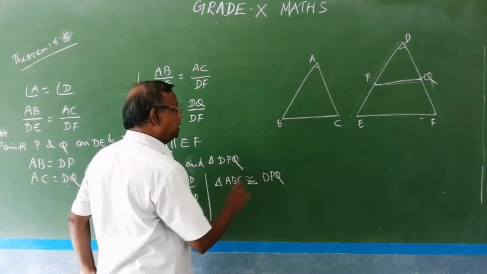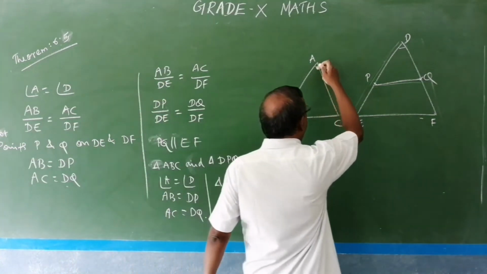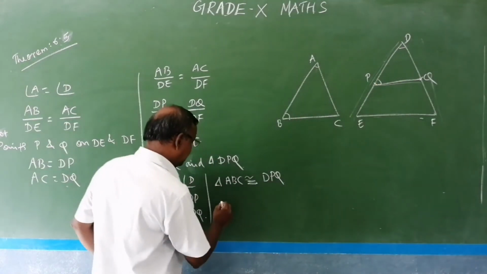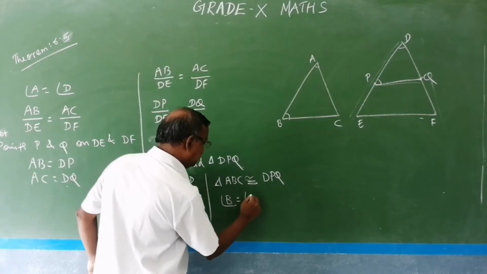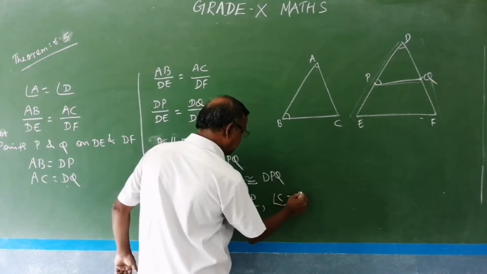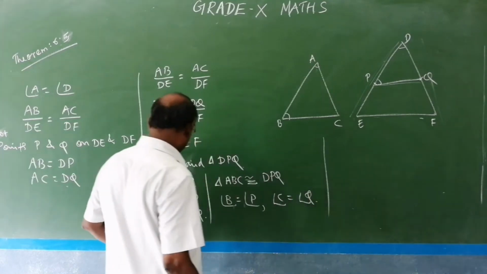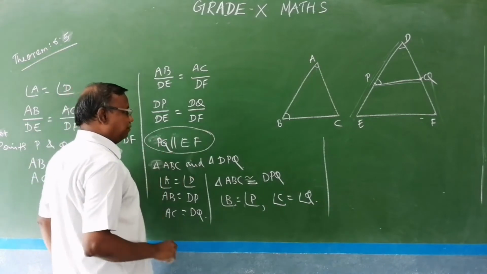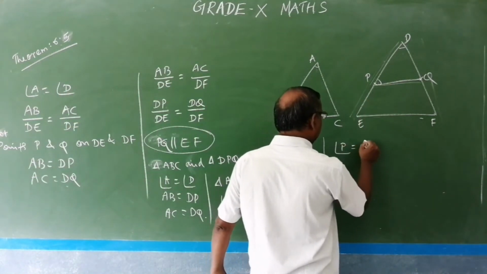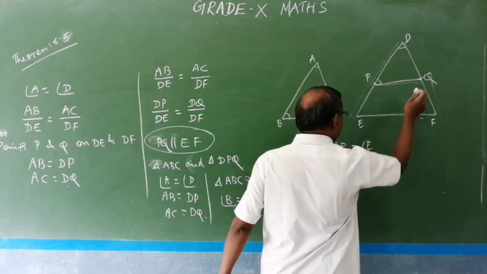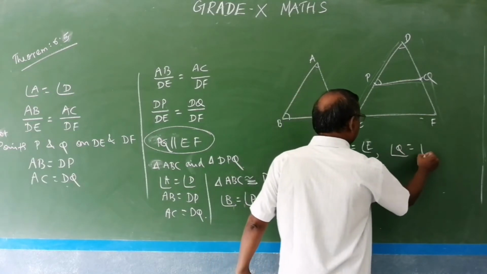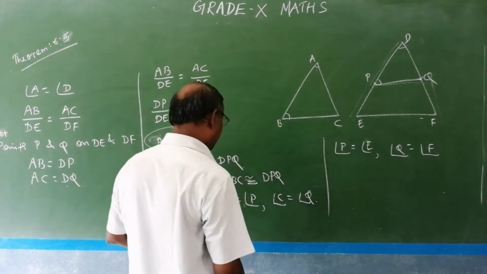Therefore, the corresponding angles are equal. Already we have taken A equal to D. Therefore, angle B equals angle P and angle C equals angle Q. But we know that PQ is parallel to EF. If PQ is parallel to EF, it means angle P equals angle E and angle Q equals angle F.